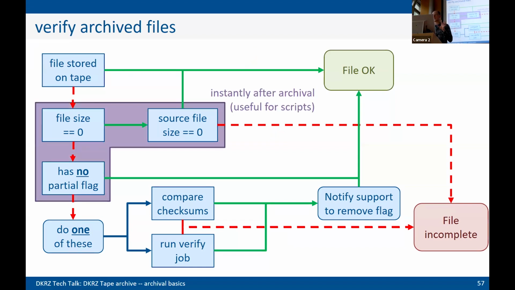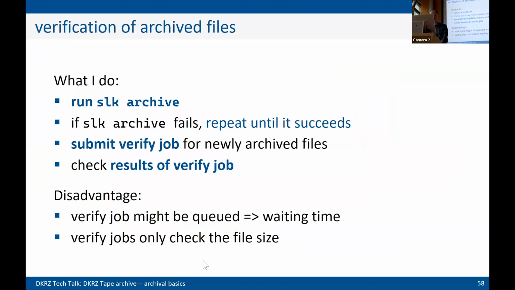And why I'm talking about this and why I invest time, which most of you maybe say, okay, why don't we skip it? If you have a script maybe and you want a quick check directly after archival, then the things which are marked in violet, you can check instantly after archival, or instantly every time you want. You do not have to wait for it, you just check the file size, check this partial flag, and that's it.